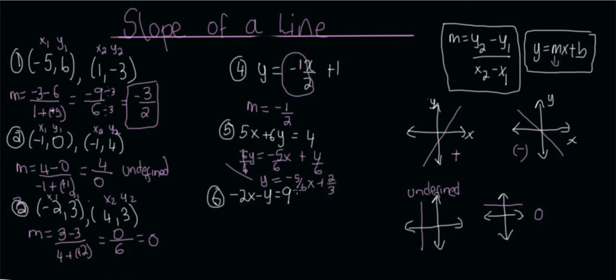So what is my slope? The slope is the number in front of your x as long as you have solved for y. So for number 5, the slope is negative 5 over 6.